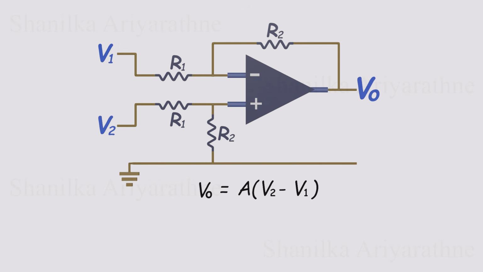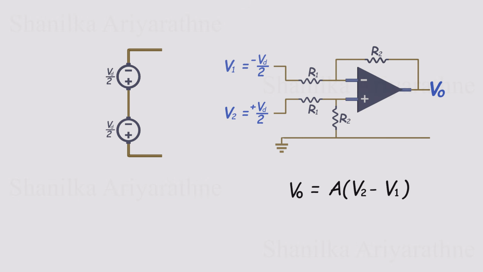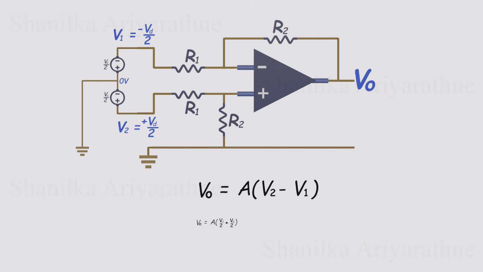Now, let's test this difference amplifier with a simple setup. Suppose we set the inputs so that V2 equals plus VD over 2 and V1 equals minus VD over 2. It's not too hard to do. We just take two equal voltage sources, connect them in series, and ground the midpoint. That midpoint becomes 0 volts. One side is plus VD over 2, and the other is minus VD over 2. When we hook that into the amplifier and work through the math, the output comes out to be the gain multiplied by VD. Nothing surprising. It's exactly what we saw earlier.